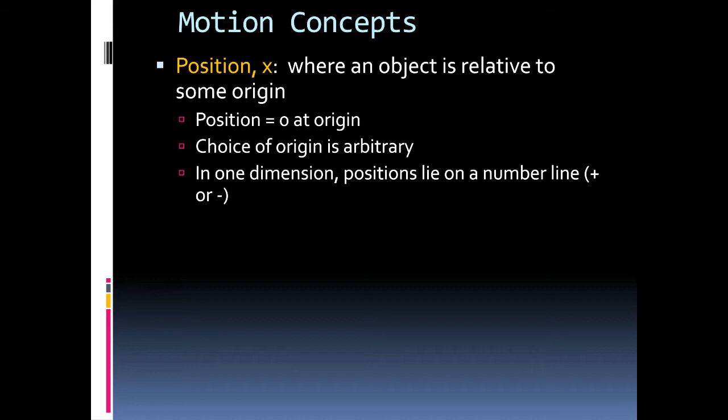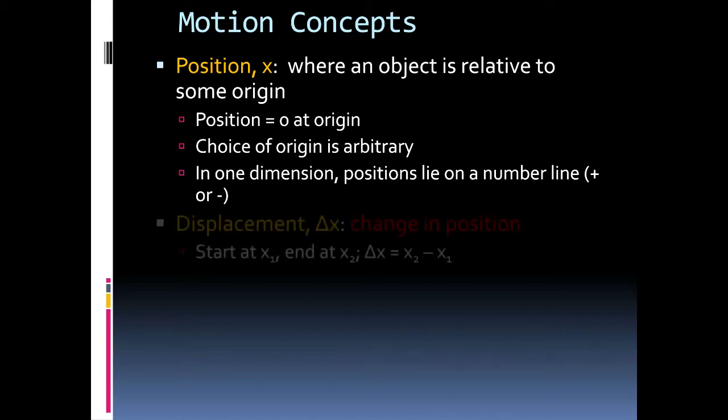We also choose this based on the problem we're doing. It really is arbitrary where we put the origin, but once we establish the origin, then we will attach numbers to these axes and mathematize the problem. In one dimension, positions lie, obviously, on a number line. You have a positive direction, you have a negative direction. You can have positive numbers, negative numbers, or 0.